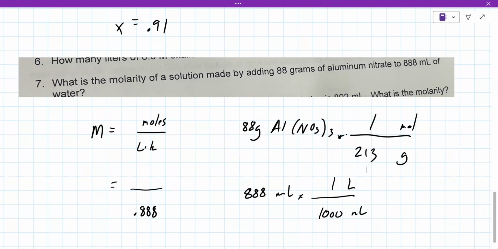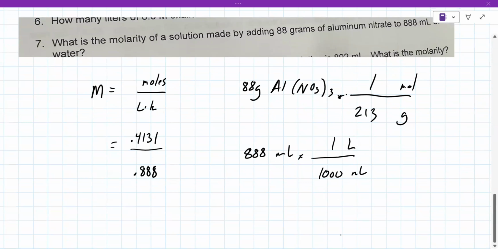Okay, so the 88 over 213, calculate it out to a couple of decimal places. It's 0.4131 over the 0.888. So you got 0.4653, and that's moles per liter. Okay, I remember that. That makes sense.